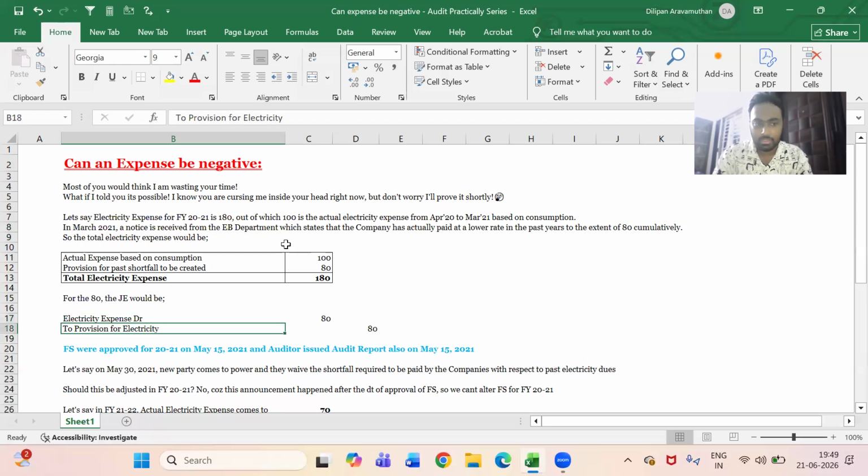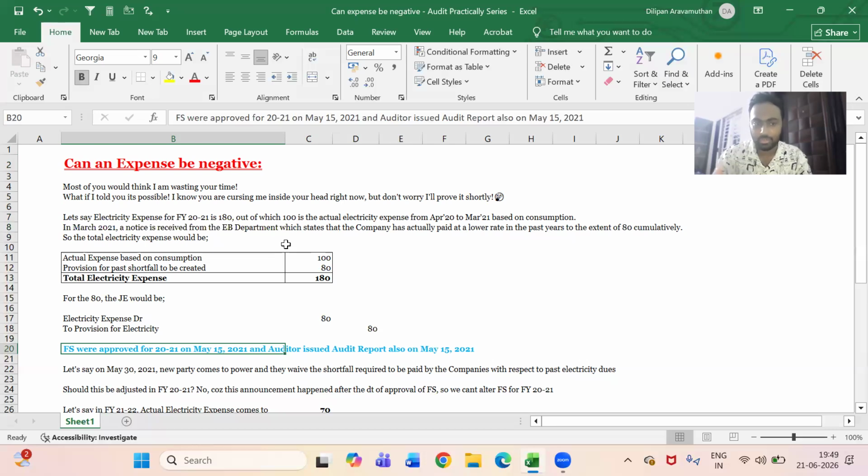Okay, let's take the next point. The financial statements were approved on May 15, 2021 for the financial year 2021, and the auditor also issued the audit report on May 15, 2021. I hope it's very clear, guys. Right now you might be thinking, why am I discussing this date? But let's just come to the next point and make it even more clear for you guys.